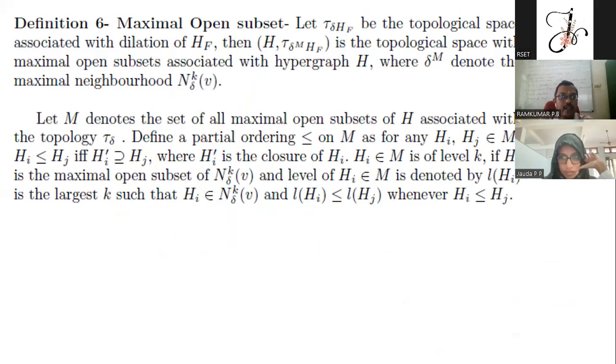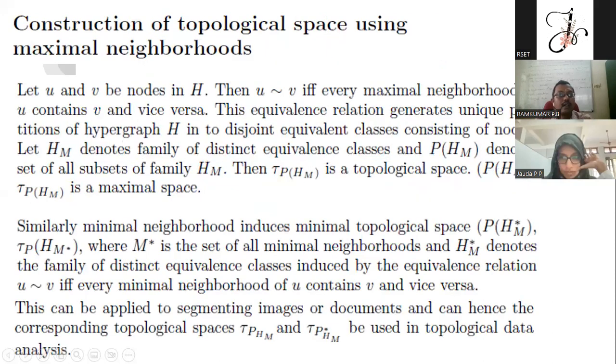That is the application here. Similarly, we have a definition like maximal open subset. With respect to the subsethood, we can define a partial ordering also, because this collection of subhypergraphs satisfies this partial ordering relation, subsethood. The subsethood relation is given here, and using that we can construct topological spaces using maximal neighborhoods, just as in the case of dilation and erosion induced topological spaces.